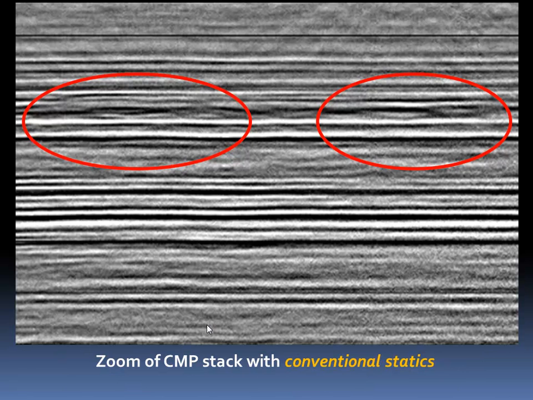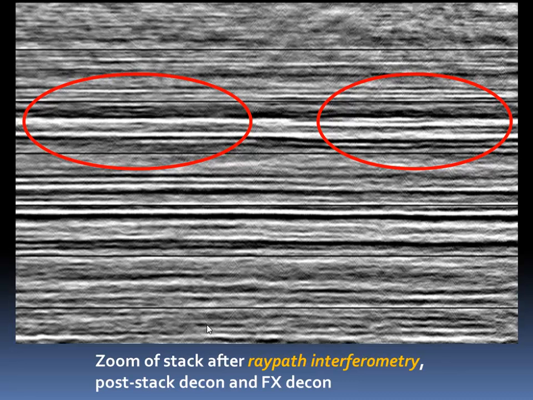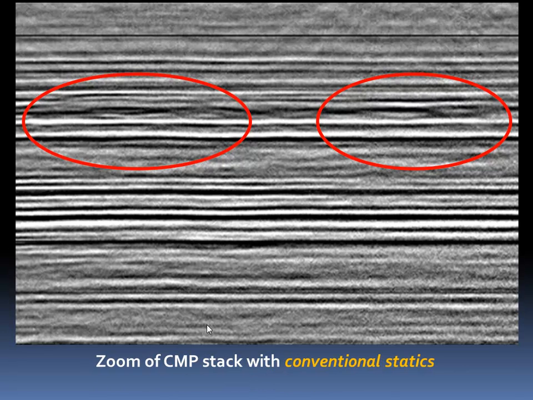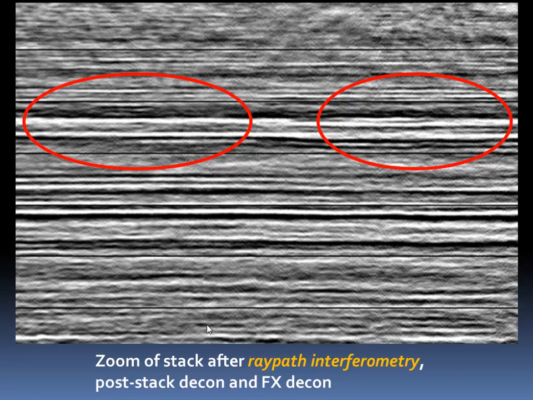On a closer scale, this is the section with conventional statics, and this is the Raypath interferometry. Now, when you go back and forth between these two, you kind of see what I'm a little bit excited about, and that is, I think you see a little more detail in this one, particularly this zone up here, which I'm told is one of the zones of interest for the explorationists.